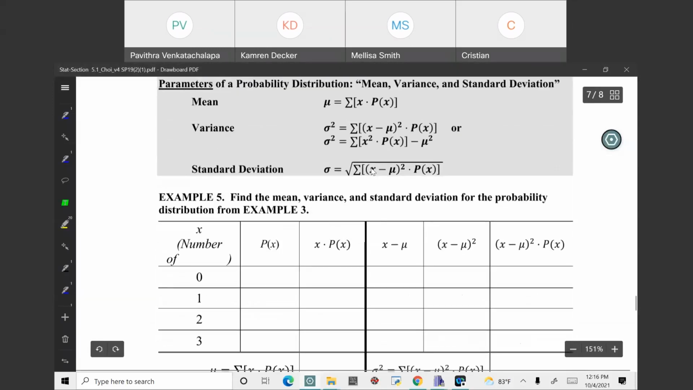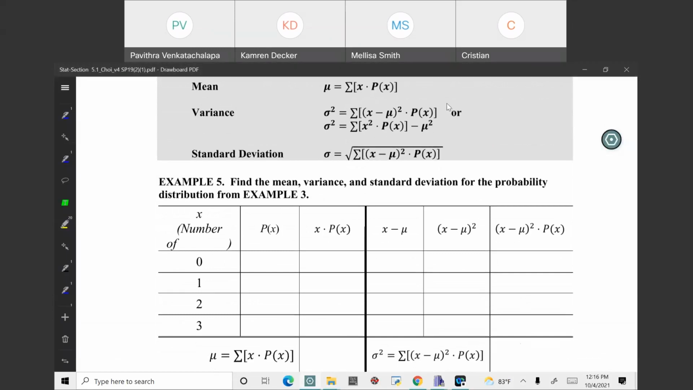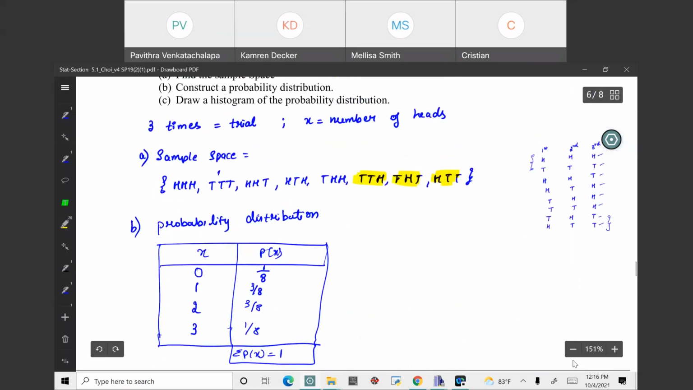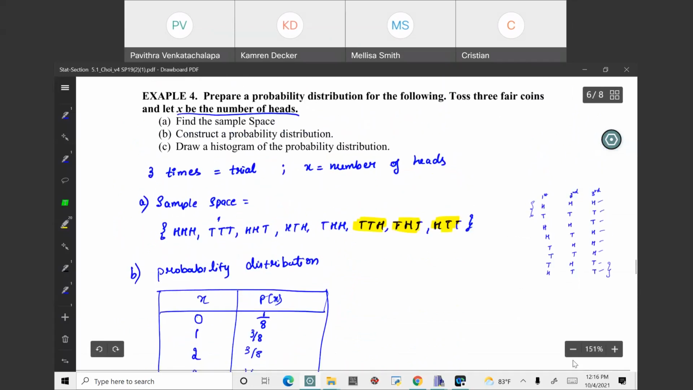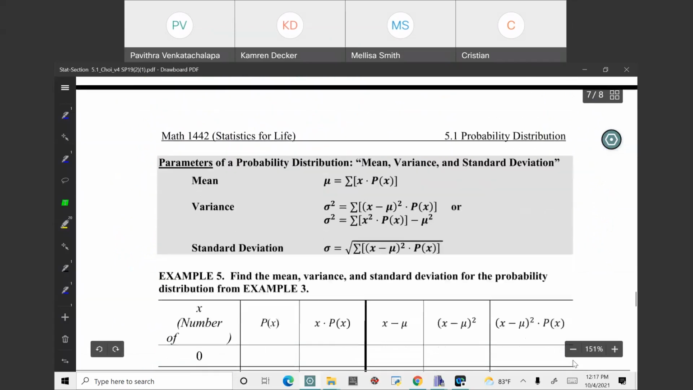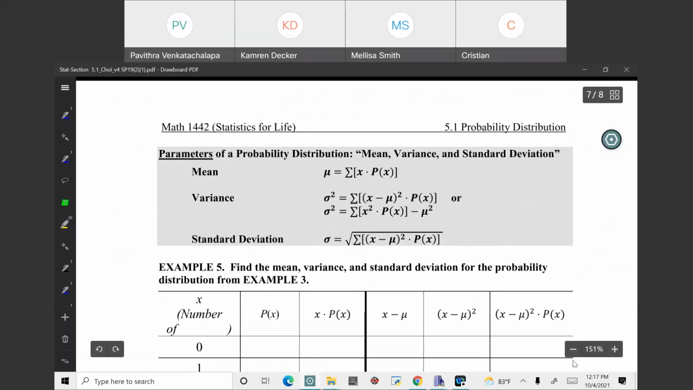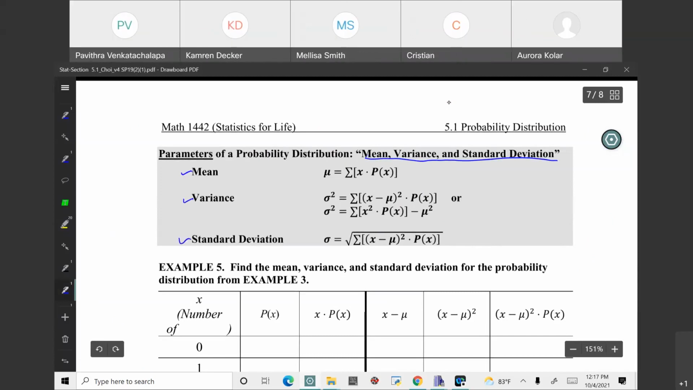Okay. So last class we stopped here. We saw how to plot the histogram, how to construct the probability distribution table, and also sample space. Now, today we will learn about parameters of probability distribution. You have already studied mean, variance, and standard deviation in the previous chapter. In the same way, we will be defining mean, variance, and standard deviation for the probability.